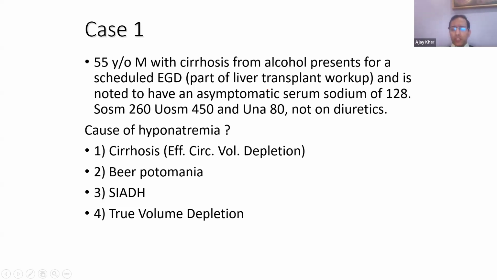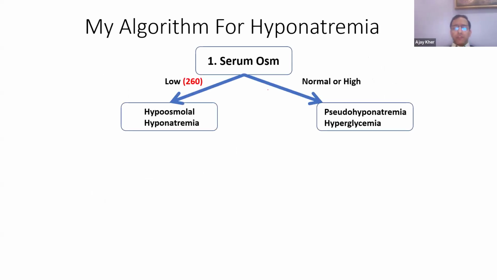So we'll go through a few cases and I'll share my approach of how I think about hyponatremia and how to delineate the causes. There are other approaches which use the same components but combine them differently. So the first thing to look at is serum osmolarity. If the serum osmolarity is low, then you know that this is hypoosmolar hyponatremia or true hyponatremia. If the serum osmolarity is normal or high, then it is pseudohyponatremia, and it can also be hyperglycemia. Pseudohyponatremia would be either too much protein or too much lipids.